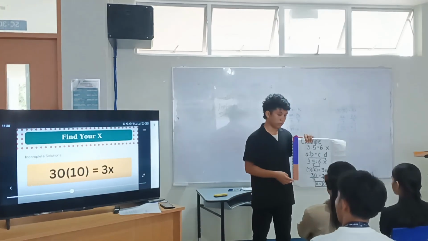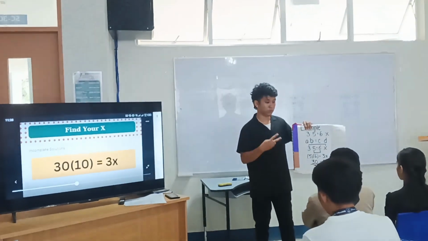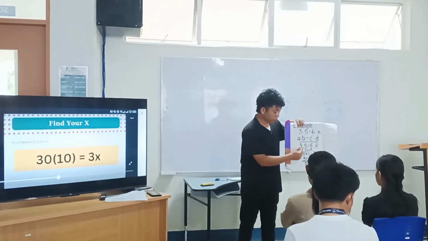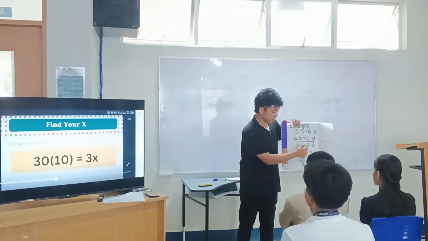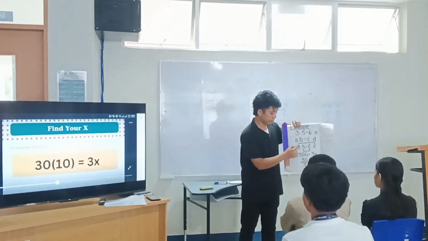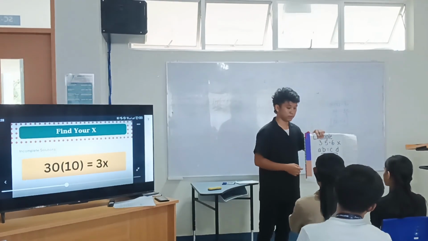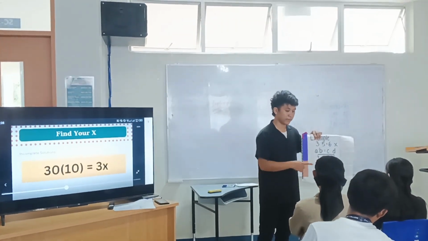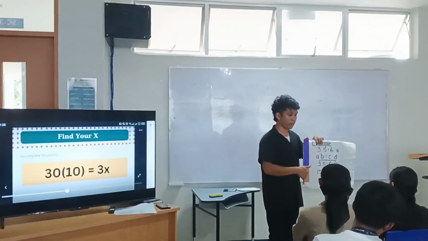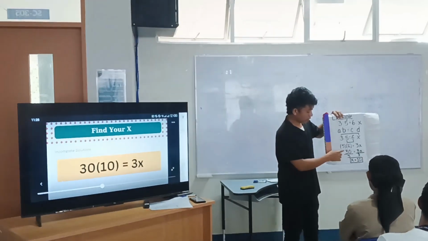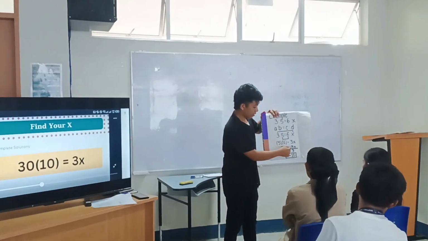The next step is to multiply the 2 means. Here there are already 2 means in the proportion. So we need to multiply 5 and 6 equals 30, and then multiply 3 and x. What is the answer of 3x? 3 and x. Multiply 3 and x. So that's correct. So the answer is 30 equals 3x.